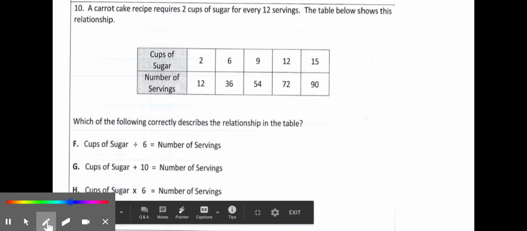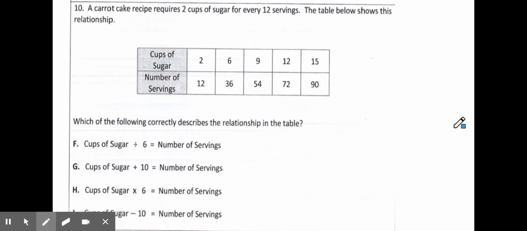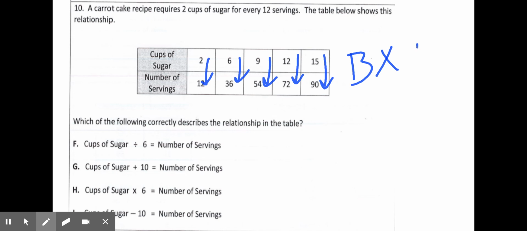All right, next one. So this is one of those horizontal charts where it's laying down. So my arrows are going to go down this time. Now, did I go to the small or did I go to the big? I went to the big. Big means times or add. So I can even go to my choices. I know it's not going to be this one because it says minus, and this one says divide. So I know it's either G or H.